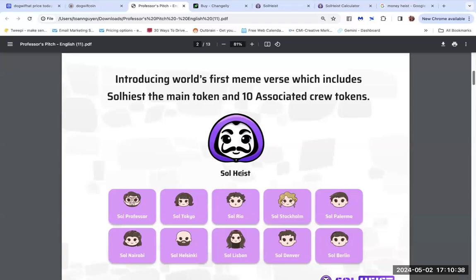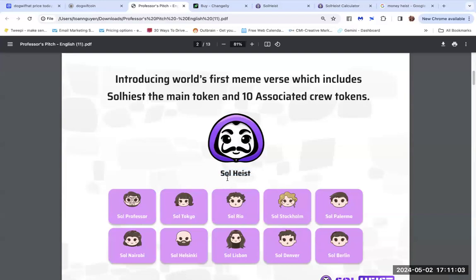And the person that shared it with me said that this isn't just a meme coin, even though it is, okay? It is a meme coin ecosystem. They coin it as Mimiverse. It's a whole type of metaverse with a bunch of meme coins all under one umbrella. Now, just for the sake of time, I can't go over all of them. I'm going to go over the main one, which is Solheist, and then I'll touch on the other 10.